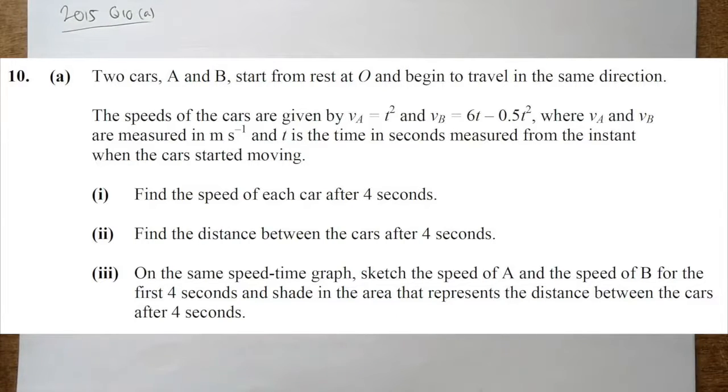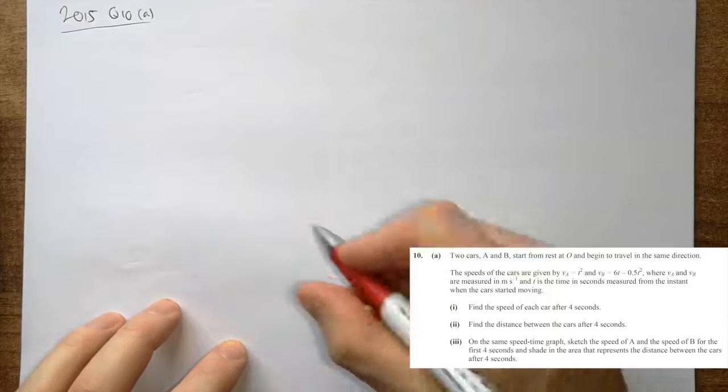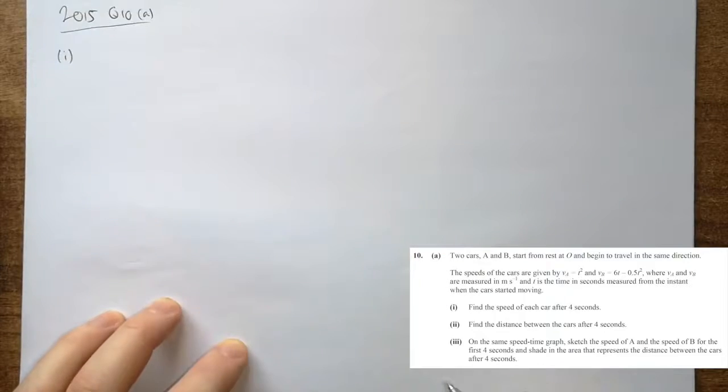All right, and finally, a little bit of thinking in your graphing. I'm going to look at two different ways we can address this: one from understanding what the ones look like, and the other one if you don't. So, part one. All right, part one is the speed of the cars after 4 seconds.